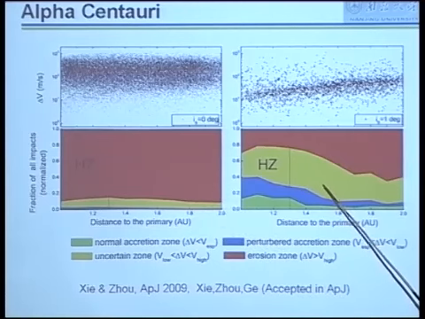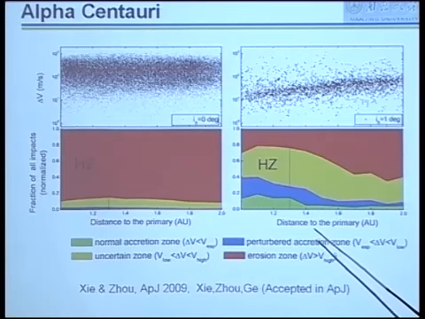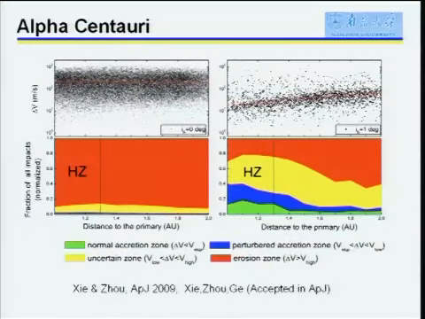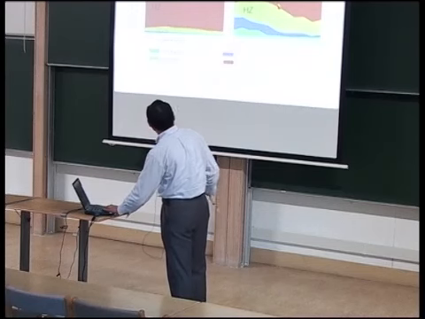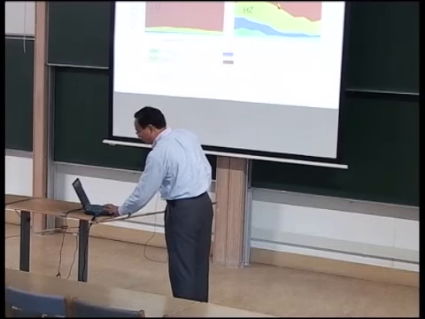But when you have a slightly inclined disk, then you see most of the regions are collision friendly. So by this, we think that in the Alpha Centauri system, it's possible to form terrestrial-like planets, like around the habitable zones. You see, most of the regions are collision friendly.